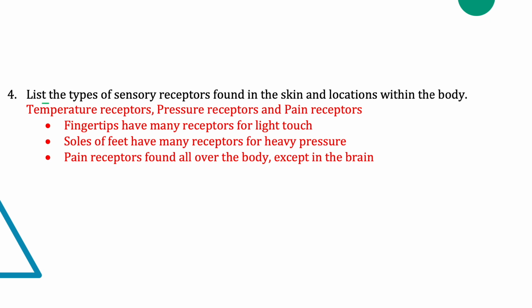We say: list three types of sensory receptors which are found in the skin, located within the body. First of all, there is a temperature receptor, there is a pressure receptor, and there is a pain receptor. The fingertips may have many receptors for light touch, and this touch can help you to detect temperature, pain, and pressure as well. The most sensitive parts of the skin are the fingertips. The soles of your feet have many receptors for heavy pressure, and the pain receptors are present all over the body except the brain. So the brain doesn't have pain receptors.